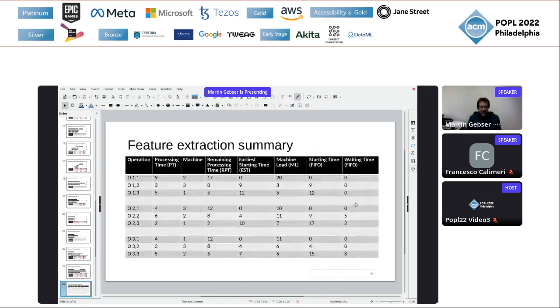I need to rush up. So these are basically the features we look at. A bunch of static features, and then also these dynamic features like starting time and waiting time from some greedy algorithm, and we used several actually, and this was one example, this FIFO.